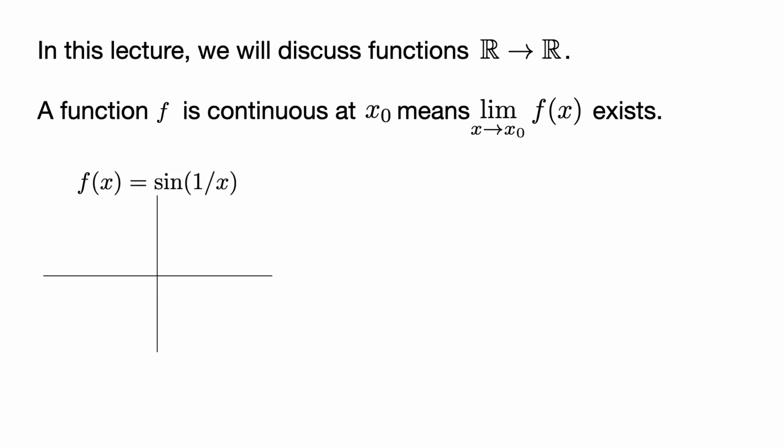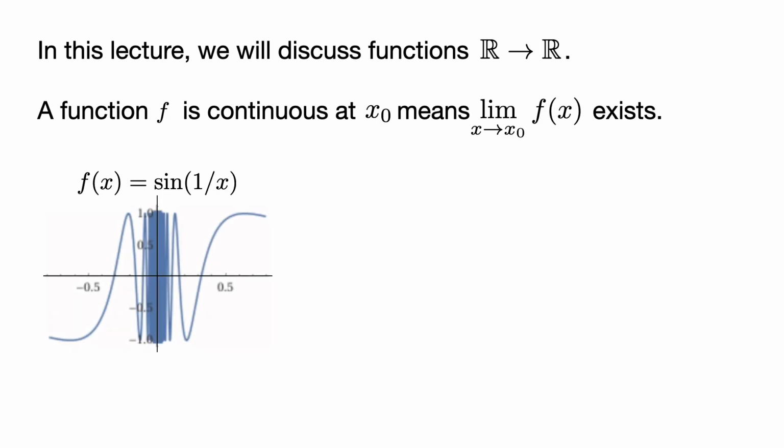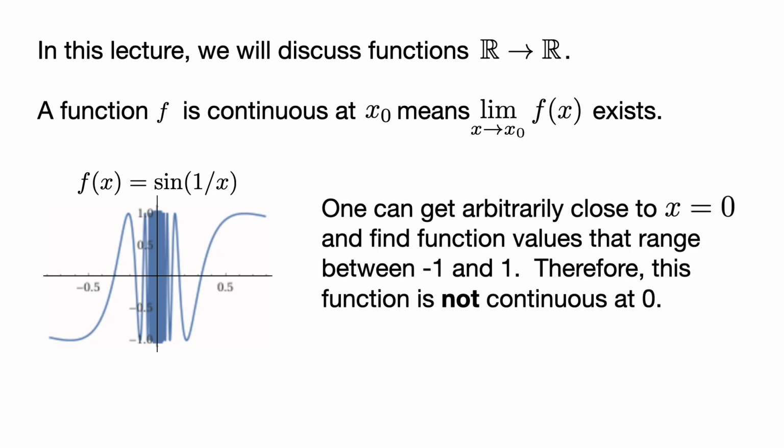Here's another example. f of x is equal to the sine of 1 over x. Now, here's its graph. It's sine, so it oscillates, but the oscillations increase in frequency as you get closer and closer to x equals 0. One can get arbitrarily close to x equals 0 and find function values that range between -1 and 1. Therefore, this function is not continuous at x equals 0.